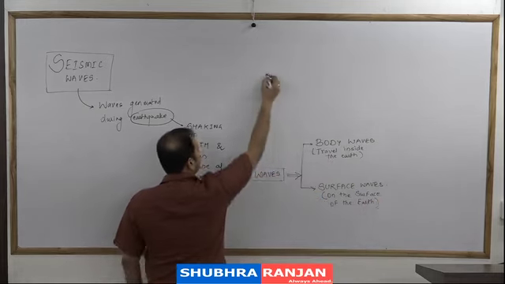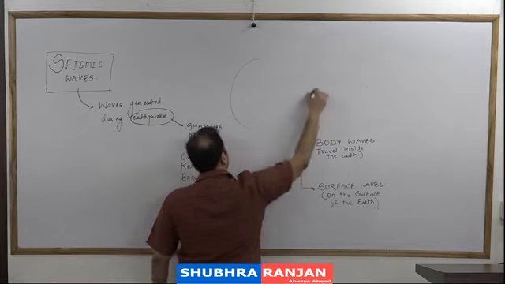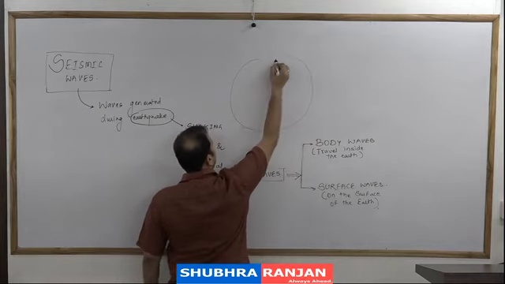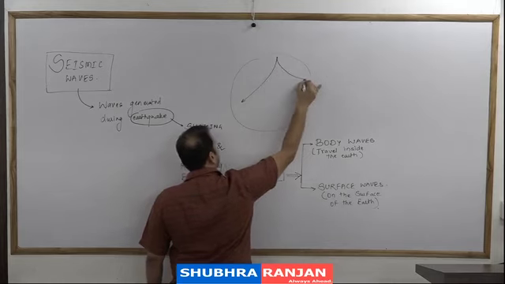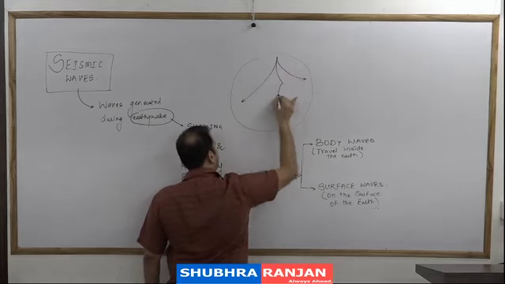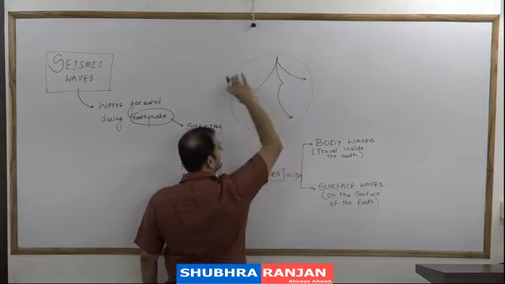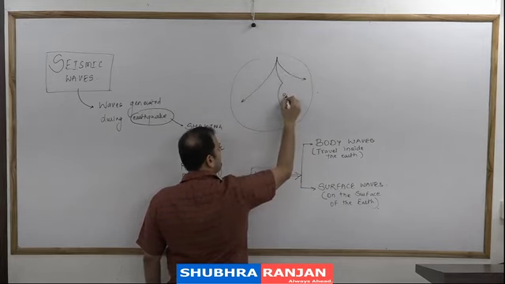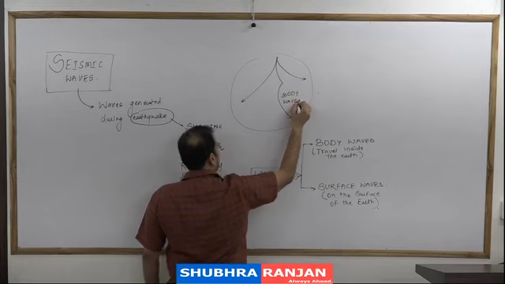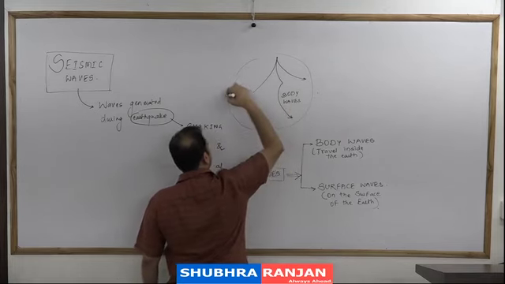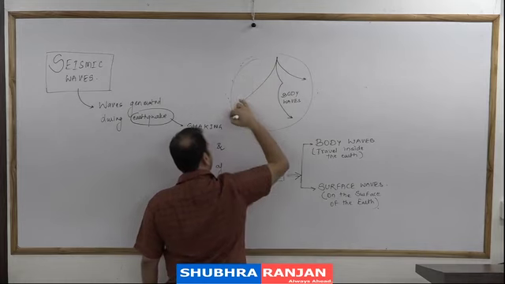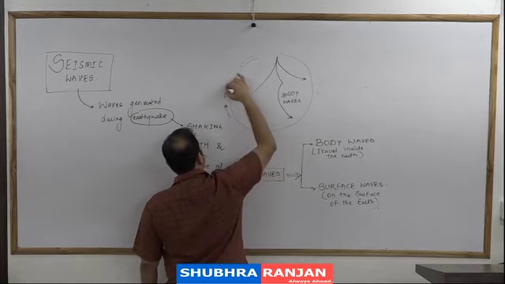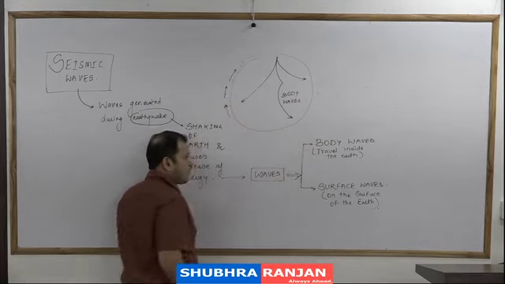So if we consider this as the earth, there are some waves which are generated inside the earth, and we'll call them body waves. And there are some waves which are generated on the top of the earth. They travel on the surface where we are staying and we will call them surface waves. So this is a diagram of surface waves.